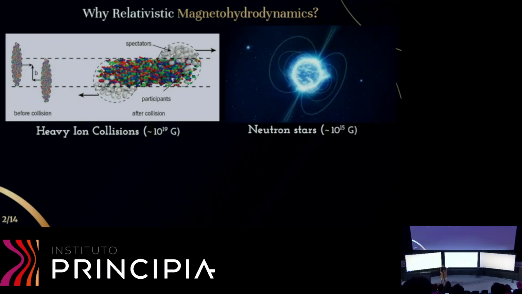So as we all know, magnetic fields are very important in many different scenarios. The strongest steady state magnetic fields are found on the surface of a type of neutron star called magnetars. There the magnetic field could be of the order of 10 to the power 15 Gauss.